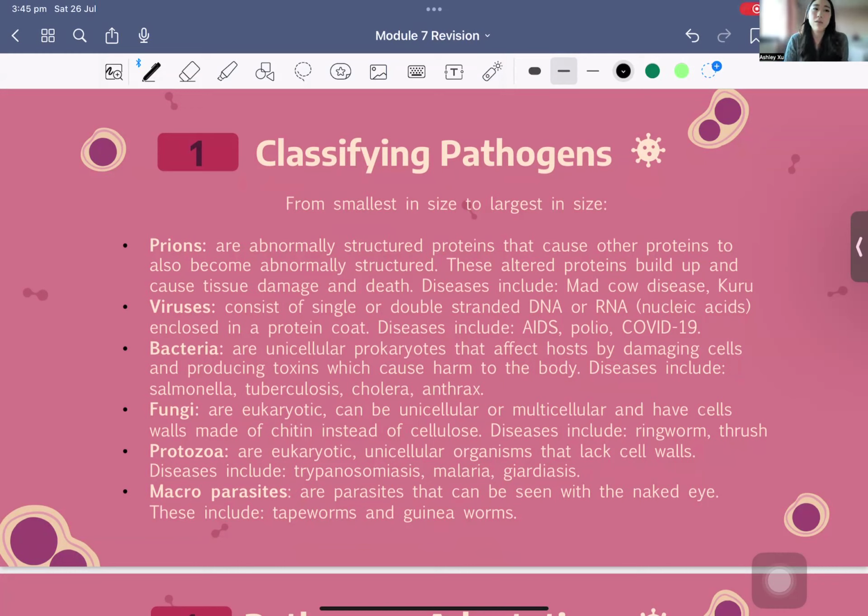They cause diseases like salmonella. Salmonella is commonly known as food poisoning. It is found in our chicken and eggs if you don't cook them properly, and does cause a lot of symptoms like diarrhea and vomiting.